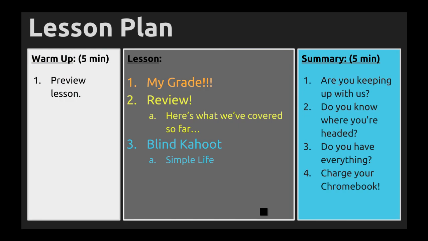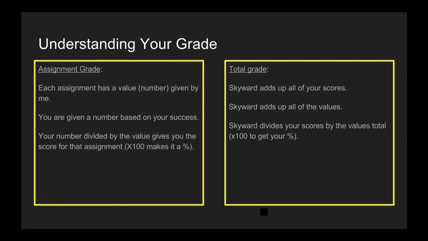So here's a breakdown. We're going to take a look at your grade real quick and talk about that, getting a lot of questions around grades. Then we'll spend a lot of time reviewing and then move on to a blind Kahoot. We're going to transition between topics and use a Kahoot to get there.